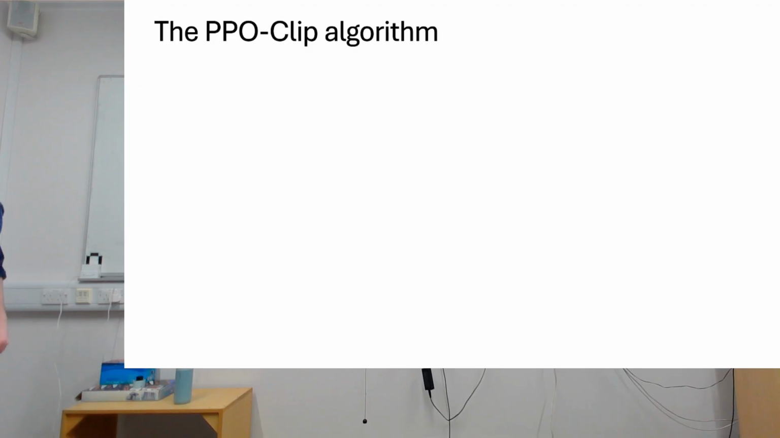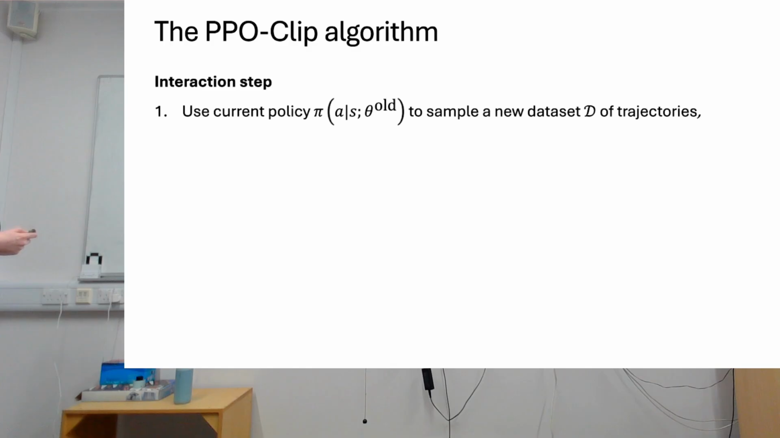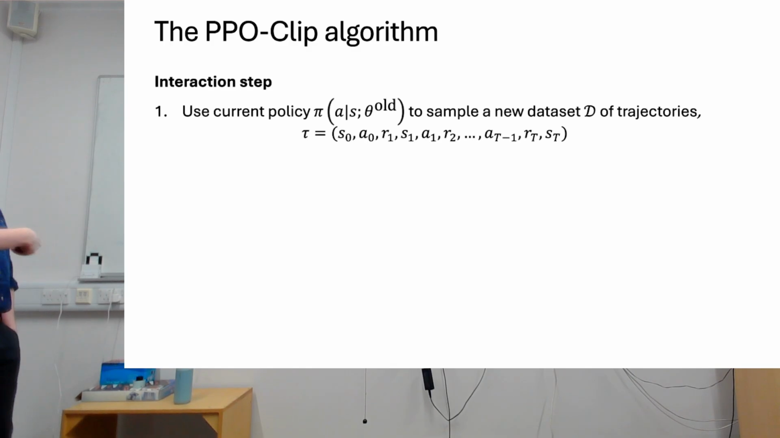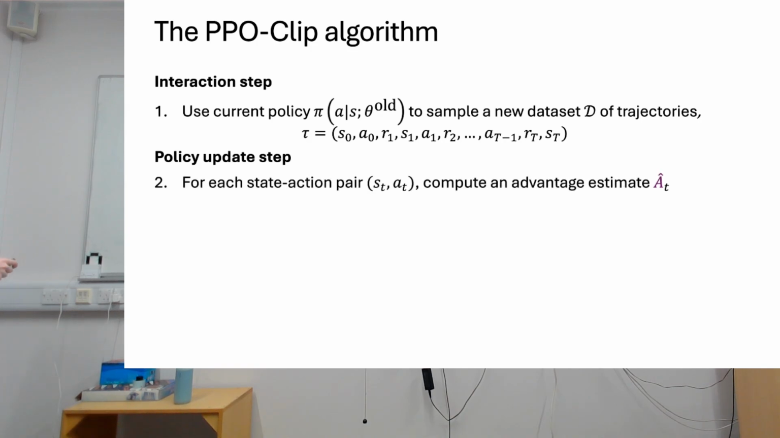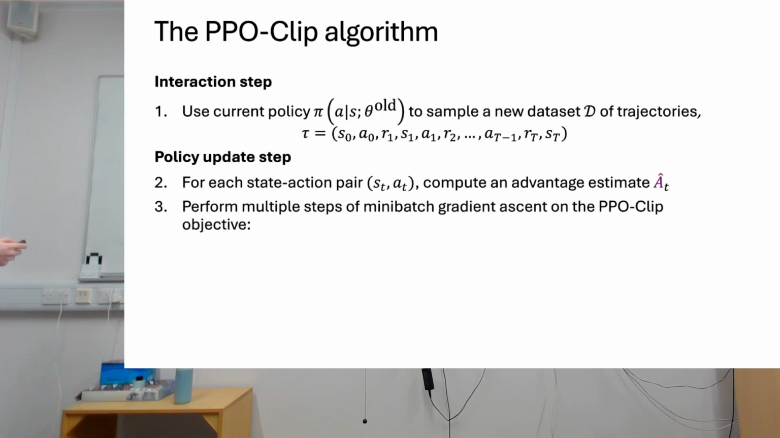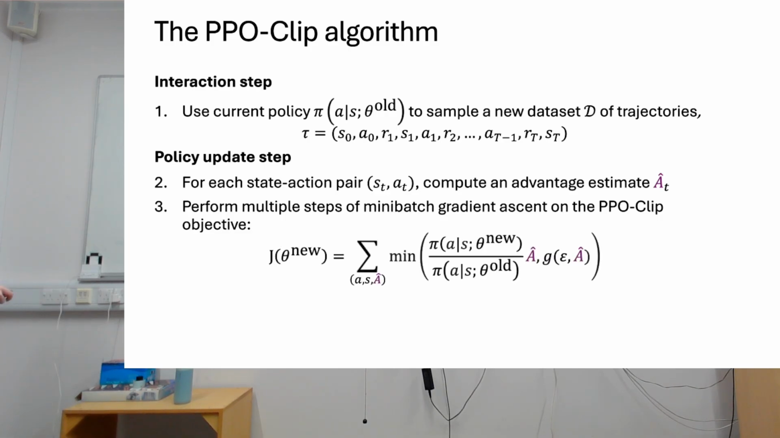Okay, now the PPO clip algorithm, written out in full. So start with an interaction step. I use my current policy to sample a data set of trajectories. Right, so I do a bunch of rollouts, maybe 10 rollouts in the environment. I've got my data set of trajectories. Then I do my policy update step. For each state action pair, I compute an advantage estimate. And then I perform multiple mini batch gradient ascent steps on the PPO clip objective, which is this thing here. Right? So I'm doing multiple steps with respect to theta new on this objective that we've met so far.